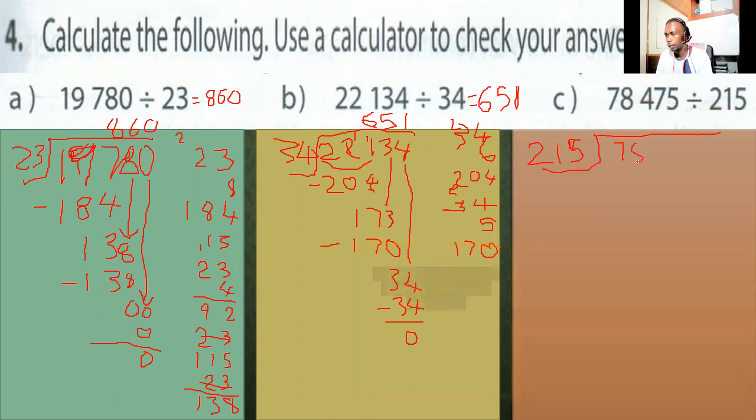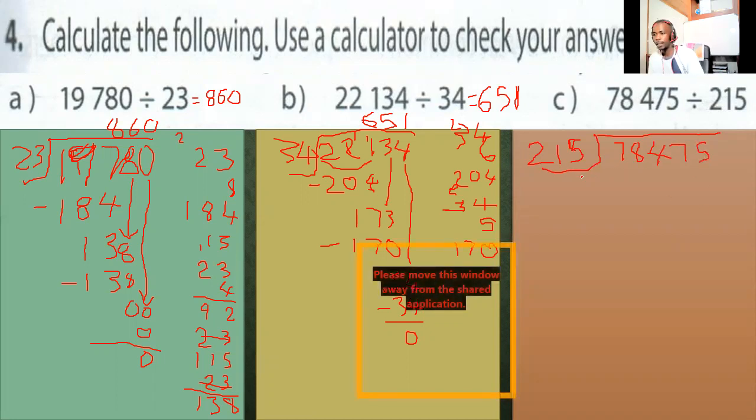78, 4, 7, 5. Right. Because this one is 215, a 3-digit number, we cannot use 7 or 78. We have to use 784, also a 3-digit number, right? So 215 into this one.